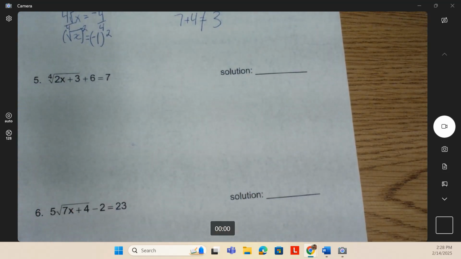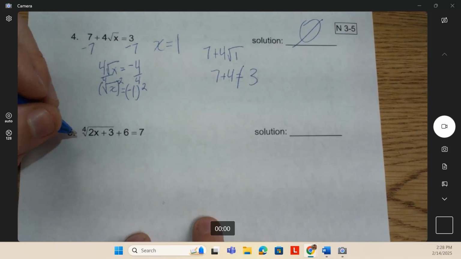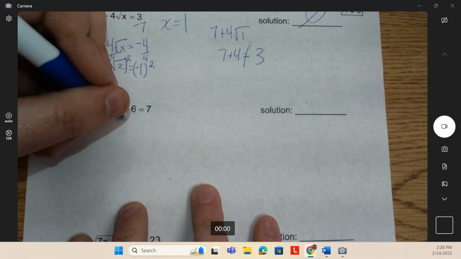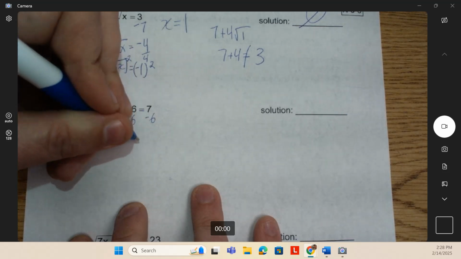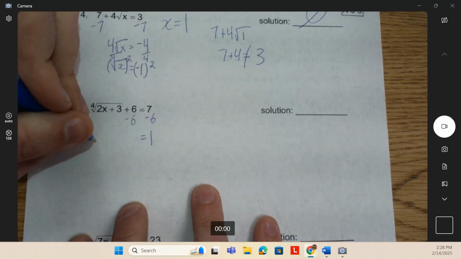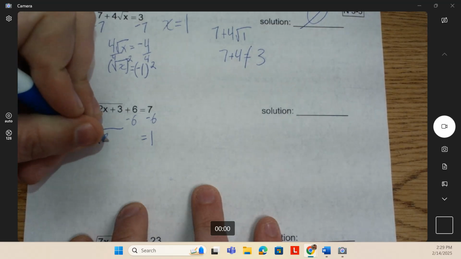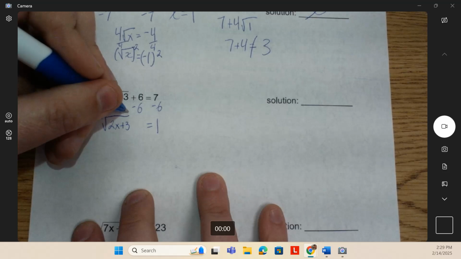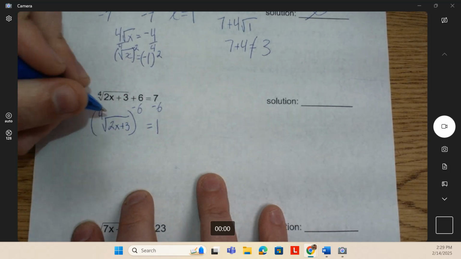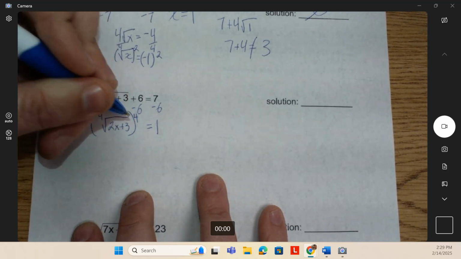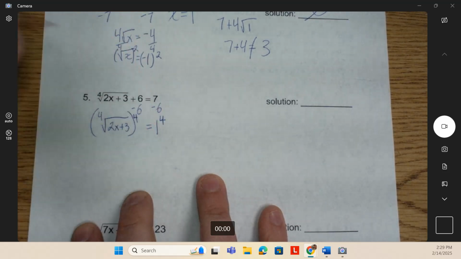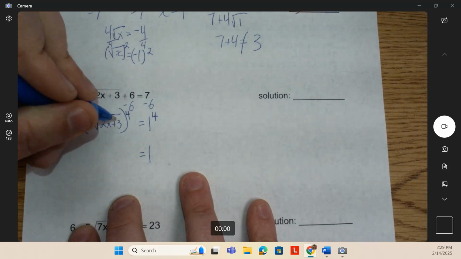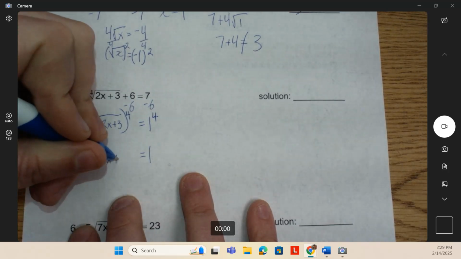Okay, I guess we'll look at 2 more, because this one I think is going to end up with a 1 on the inside as well. So starting out, subtract 6 to get me 1 equaling the 4th root of 2x plus 3. The main thing on this one that they're wanting you to recognize is that because it's the 4th root, that means I need a group of 4. So I have to raise it to the 4th power. And 1, if I raise 1 to the 4th power, it's still going to give me just 1. But that is going to bring out this 2x plus 3.